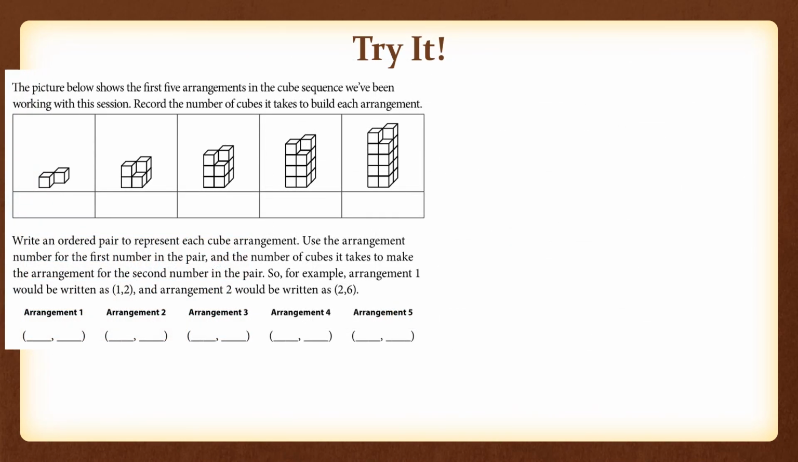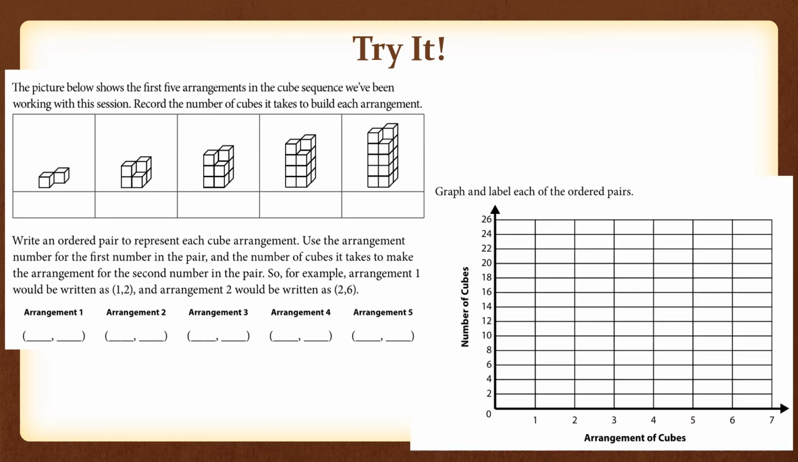Now you're going to try some on your own. Look at the 5 arrangements on the left. You're going to want to write the number of cubes in each arrangement, and then make an ordered pair for each of those arrangements. And then on your own paper, or you can go into Schoology and find the Try It there, you can graph those ordered pairs.